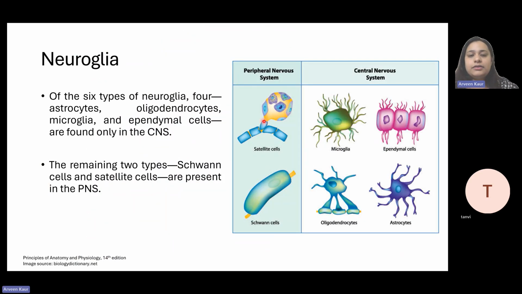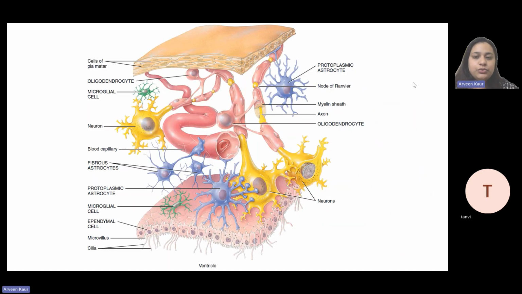So this is a representation of the neuroglia in the CNS, right? Over here, these are the meninges. Then you can see the oligodendrocytes and the microglia cells. Neurons are not glial cells, but you can see that these glial cells are smaller looking than the neurons and they are surrounding them, right? Then there are astrocytes. Multiple kinds of astrocytes are listed over here, fibrous and protoplasmic, which we will not go into the detail of.